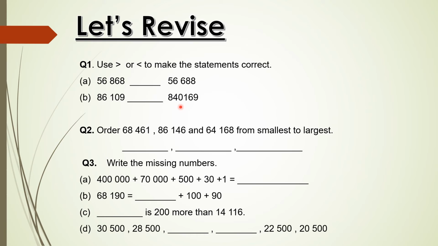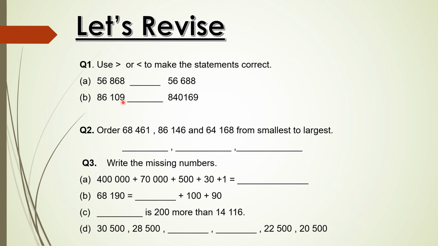It is 840,169. This one is bigger. Because if I compare the very first digits, whether they are in the same places or not, I found out that 8 is standing here in the 10,000 place, while 8 is standing here in the 100,000 place. So I know 100,000 is bigger than 10,000. So this entire number is bigger.